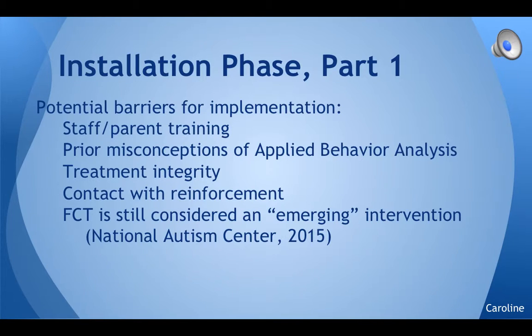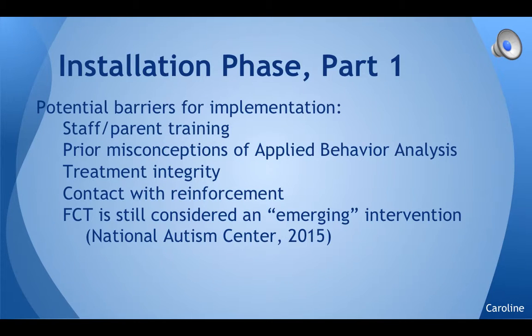Contact with reinforcement goes for both the client and the change agent. If the client isn't receiving immediate reinforcement after appropriate behavior is exhibited, or if the change agent isn't being negatively reinforced with a decrease in the client's behavior, the process of meaningful behavior change may be more gradual.